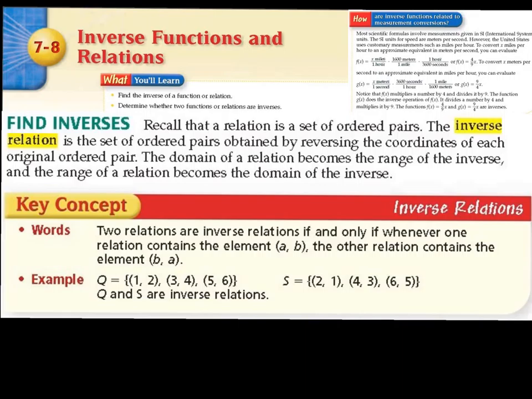Recall that a relation is a set of ordered pairs. The inverse relation is the set of ordered pairs obtained by reversing the coordinates of each original ordered pair. The domain of a relation becomes the range of the inverse, and the range of a relation becomes the domain of the inverse. Two relations are inverse relations if and only if, whenever one relation contains the element (a, b), the other relation contains the element (b, a). So (1, 2) becomes (2, 1), (3, 4) becomes (4, 3), (5, 6) becomes (6, 5). Q and S are inverse relations.